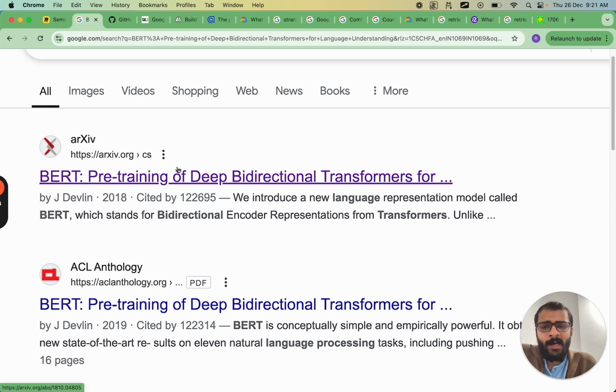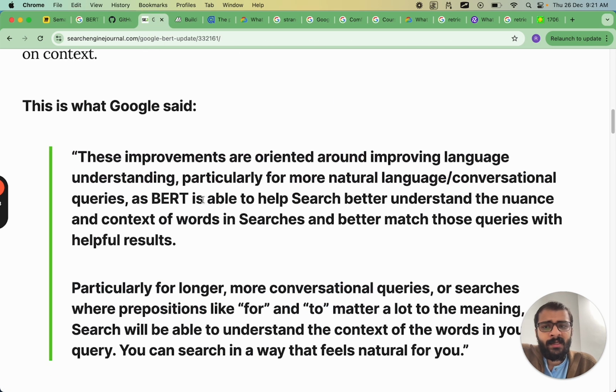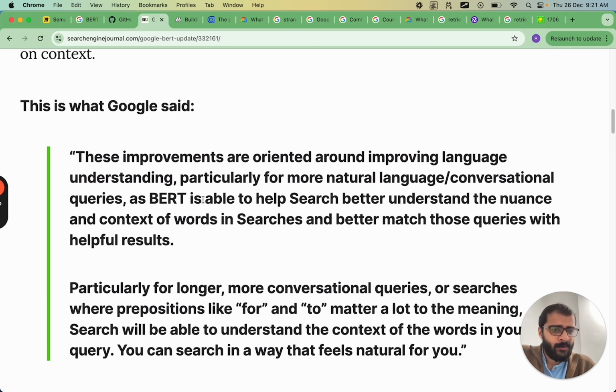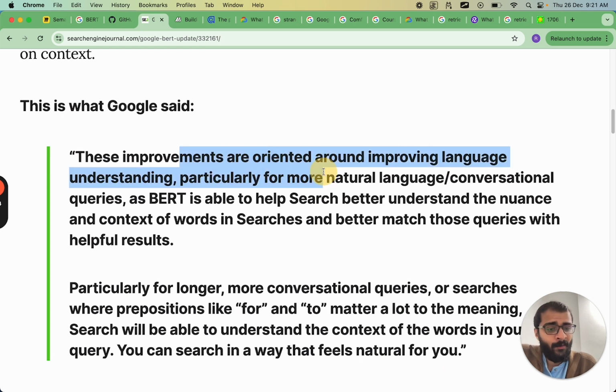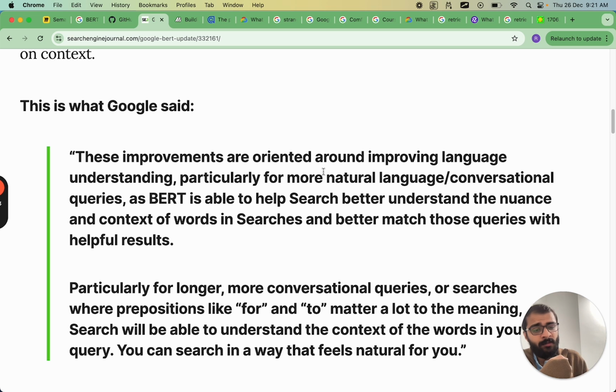Now, what happened after BERT was released was that Google released this statement saying that they are improving their search, and these improvements are oriented around improving language understanding. Remember, we talked about semantic search. The reason semantic search was possible is only because of BERT. If the BERT algorithm paper was not released, semantic search probably would not have reached the stage where it is right now.